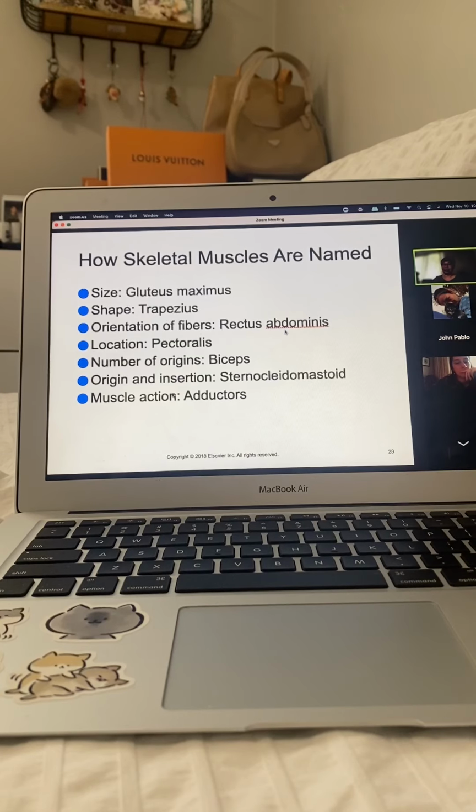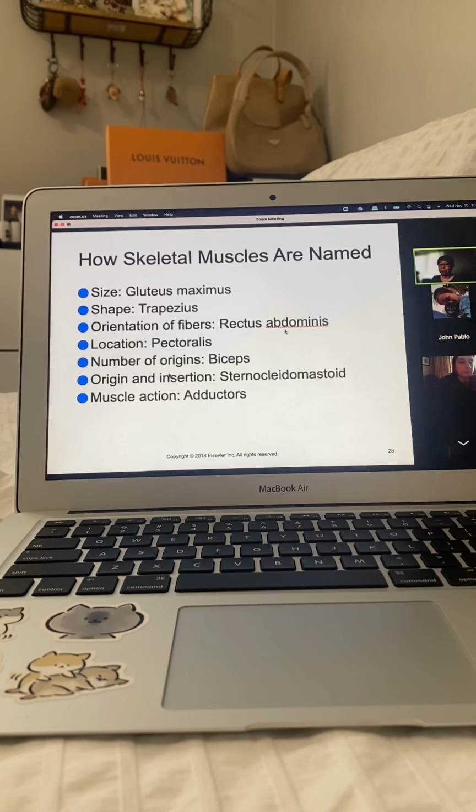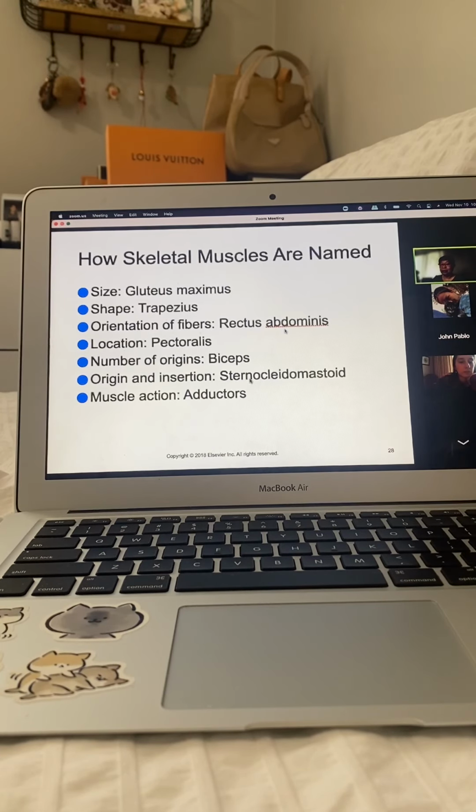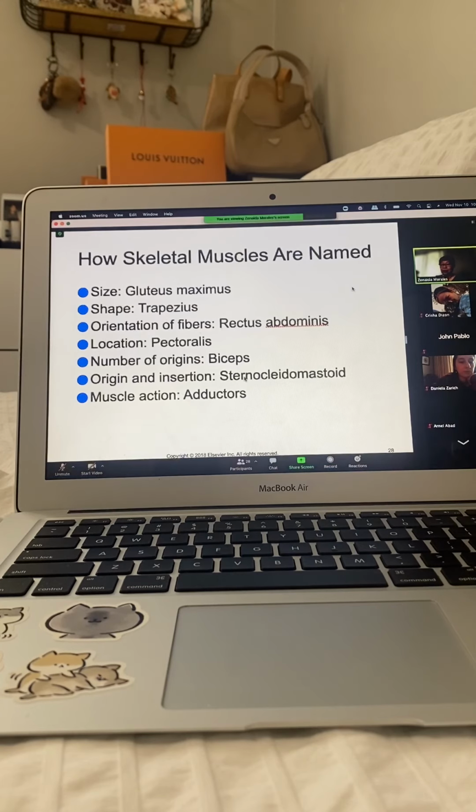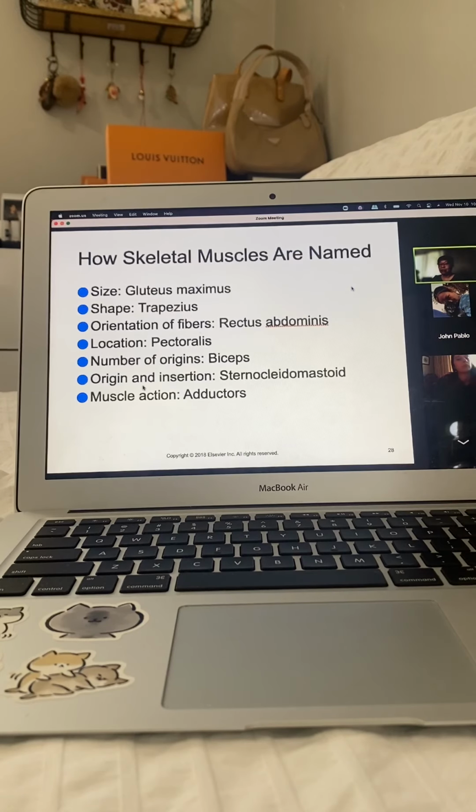So those are based on number of origins. Origin and insertion. So these are a group of muscles: sternocleidomastoid. Origin on the sternum, inserted on the mastoid process. So origin and insertion. And then action, it can have adduction, abduction, circumduction. So these are how muscles are named.